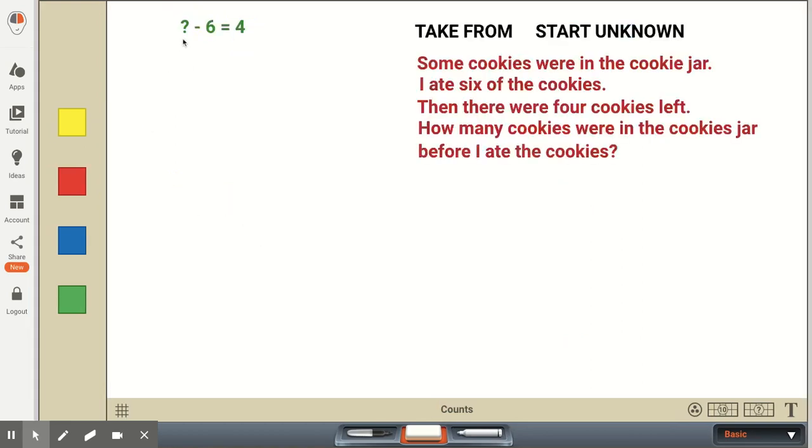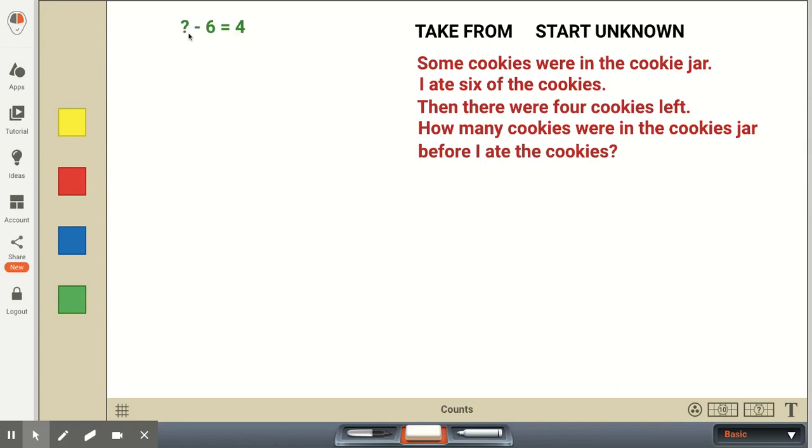This equation, question mark minus 6 is equal to 4, is probably one of the hardest for our students. So let's give it some context by making a word problem, and then the equation will have some meaning. This equation could represent a situation of a take from, start unknown problem. So this first number would represent our start. Second number would represent the change. And the third number, the one after the equal sign, would represent the result.